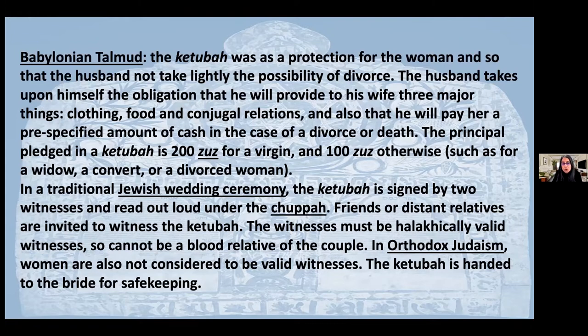There's also her dowry that she brings into the marriage. So it could be, you know, a plot of land or something like that. And the husband can benefit from it, but the principal is going to go back to her if, as I said, there's a divorce or a death. The ketubah is signed by two witnesses, and it's read aloud under the chuppah during the ceremony.